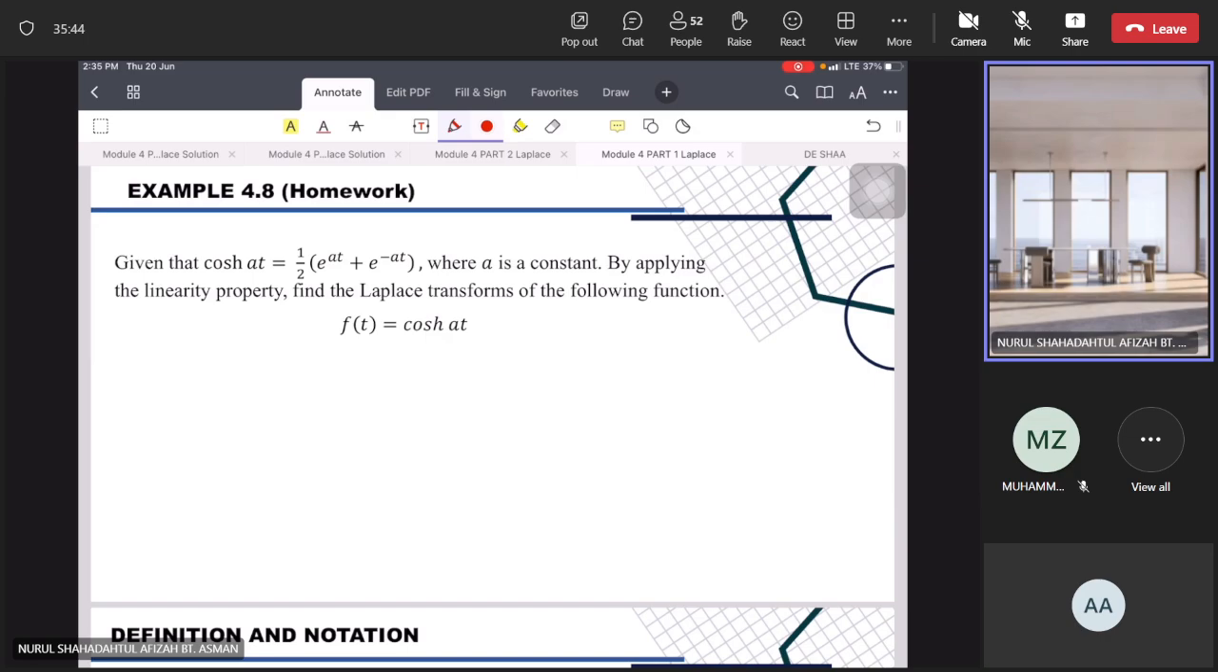Okay, for example 4.8, given that cos AT equals 1/2 of e to the AT plus e to the negative AT, where a is constant. So by applying the linear property, find the Laplace transform of the following function. So this is the function ft equals cos AT. You can refer to the table.